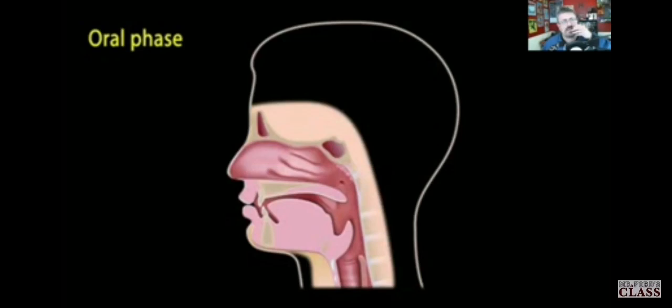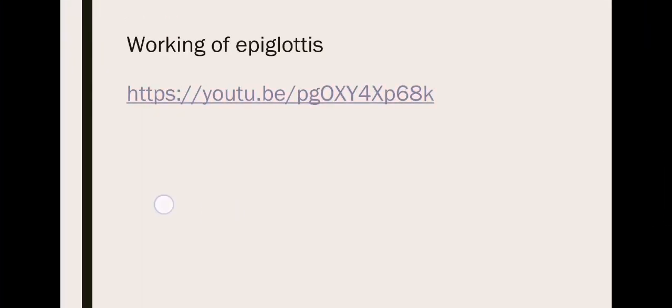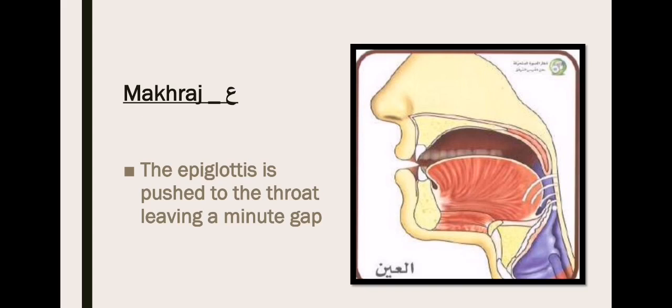Just try to swallow, or just try to have a sip of water. You can clearly feel something moving at that area. That is the epiglottis. So this epiglottis is what we needed for the makhraj of the ayn and the ha. Just like from the vocal cord 2 letters are coming, similarly from the epiglottis 2 letters are coming. Which are they? The ayn and ha.